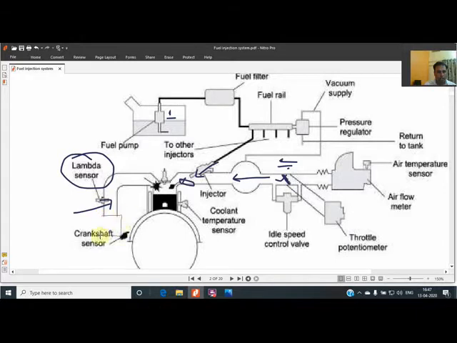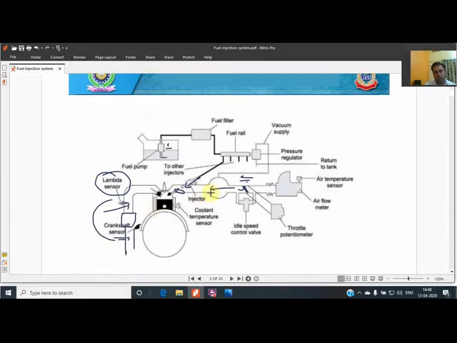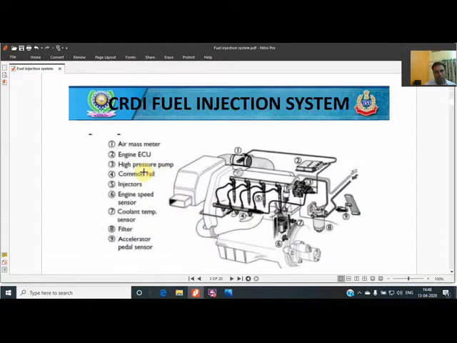And after this, the catalytic converter is there. They have not shown it. And after the catalytic converter, also one lambda sensor is there, that is called the downstream lambda sensor. So these days 2 lambda sensors are used, but they have not shown it over here. And this is a complete fuel supply system. Now we will go through the parts of the fuel supply system.